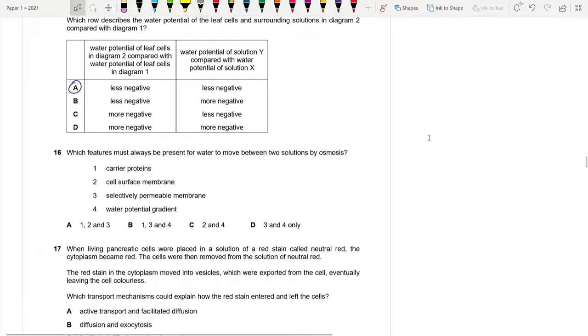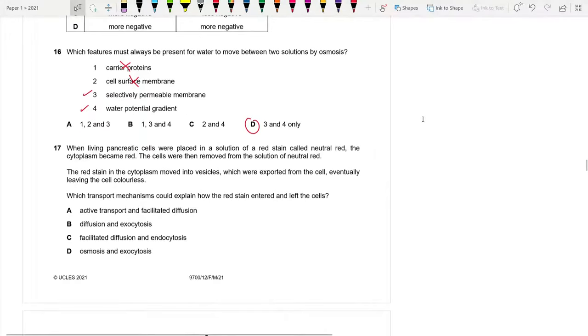Okay, 16. Which features must always be present for water to move between two solutions by osmosis? Okay, we need a partially permeable membrane, that's for sure. We need 3 and we need a water potential gradient. We don't need these. We don't need a cell surface membrane, we need a partially permeable membrane or selectively permeable. That's the criteria, not a cell surface membrane. Okay, so 3 and 4 only.